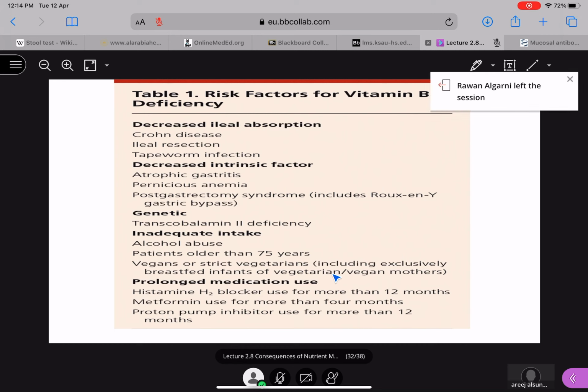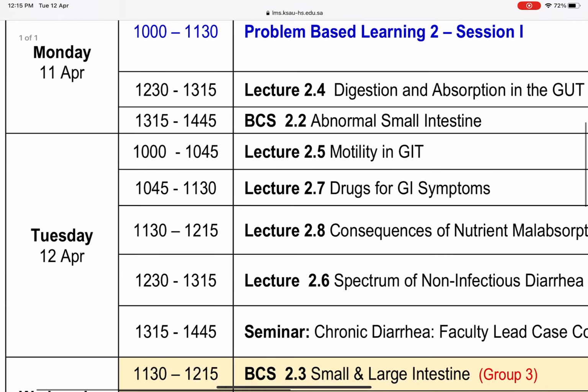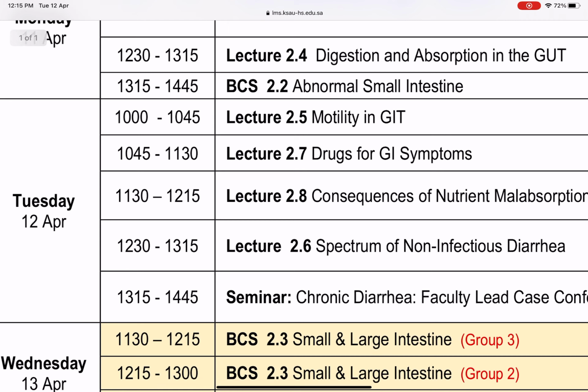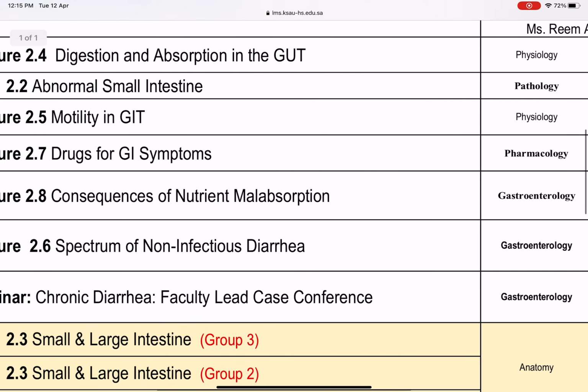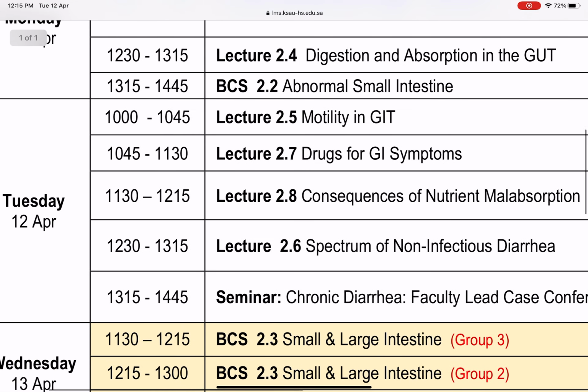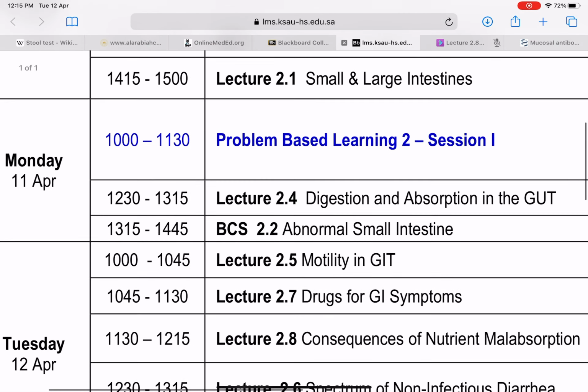Because again, it is similar to iron, the bioavailability and absorption of B12 is mainly from animal sources. Prolonged medication use, especially acid suppression, and metformin use, which is the medication used in diabetics, have been associated with B12 deficiency.